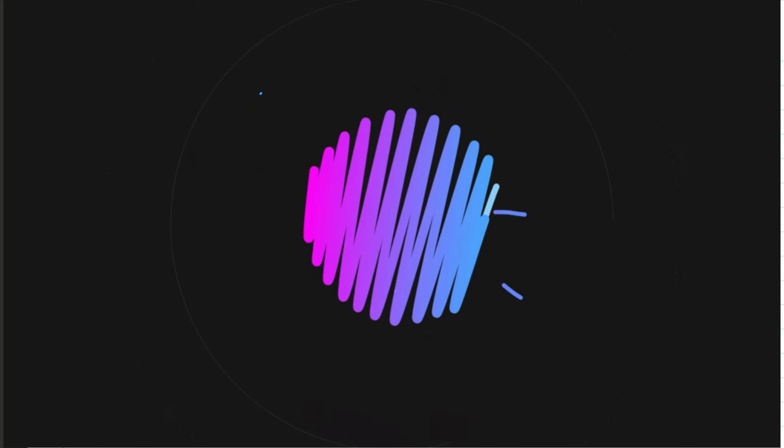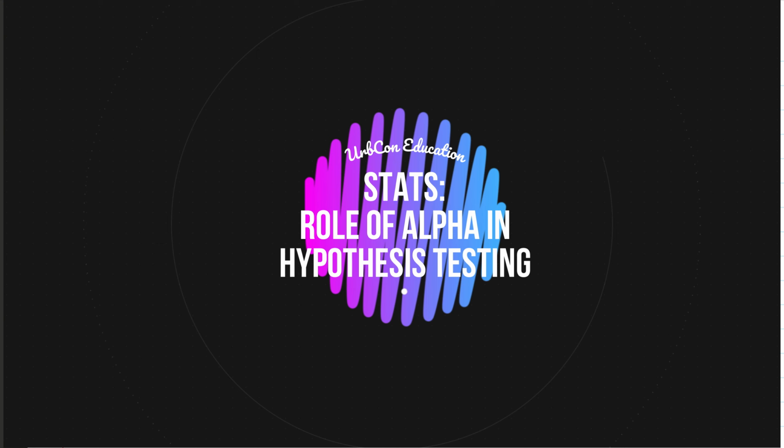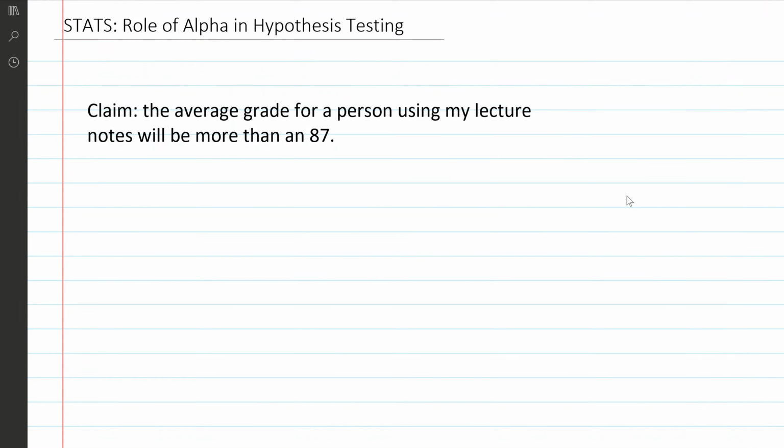Hey everyone, in this mini lecture we're going to look at the role of alpha within hypothesis testing. In previous examples of hypothesis testing, you've probably seen that we use that value of alpha, known as the level of significance. Now you might be wondering what impact changing the value of alpha will have on your hypothesis test. So let's go ahead and take a look.